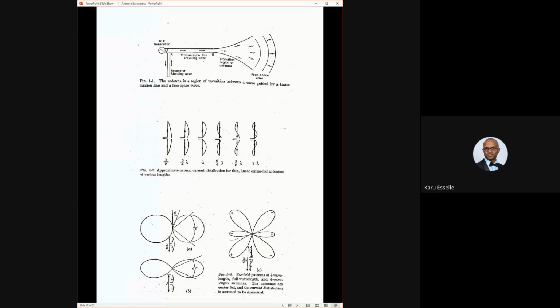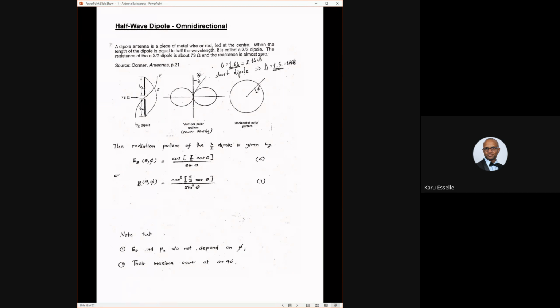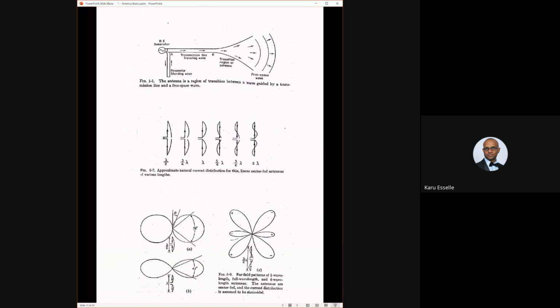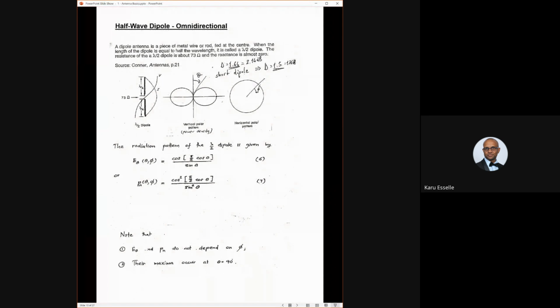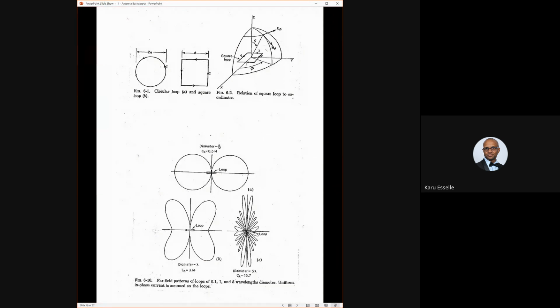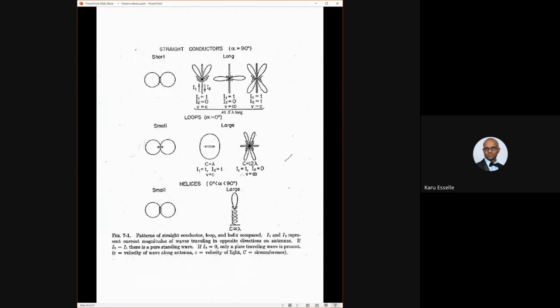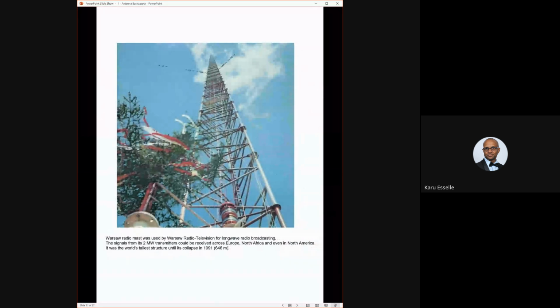Now, about antennas, I have quite a few of these basic antennas like dipoles, and then more complicated antennas. Is it worth going through the simple ones like dipoles and loops quickly? I think the photos are not that important.